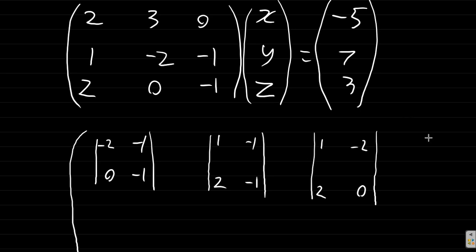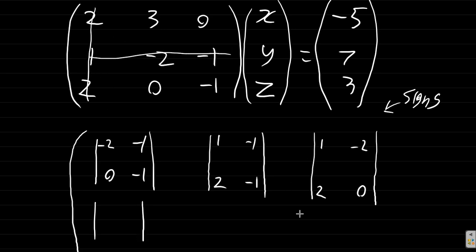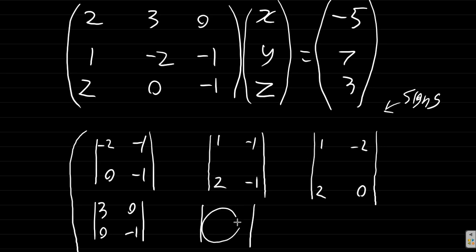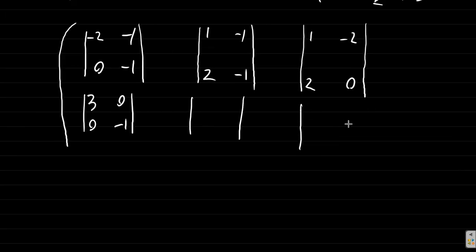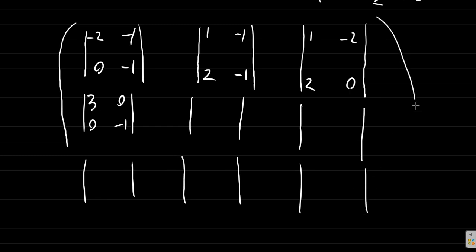Remember, we have not yet put in the place signs, so let me just make a note here so that I don't forget. Then here, the minor of 1: when you cover the row and column with 1, the uncovered elements are 3, 0, 0, negative 1. Then the minor of 2, and remember, this is in row 2, column 1. In fact, I could draw all the lines and then put in the minors later on. You can do that if you want.